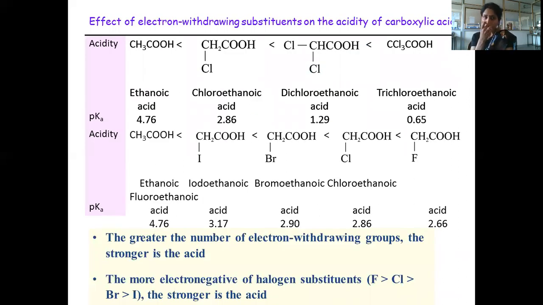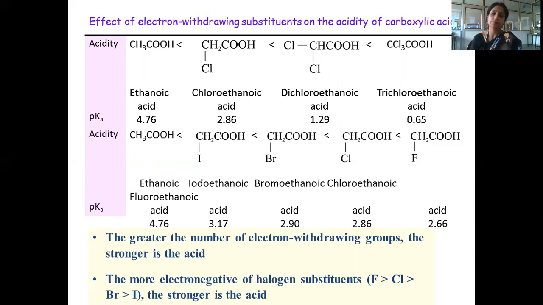Now, if you see the effect of the electron withdrawing substituent on the acidity of carboxylic acid, there are a lot of examples given. If we replace the hydrogens of the methyl group, one at a time, with the chloro group, and we compare the pKa, the measure of acidity, you see the lesser the pKa, the stronger the acid. So you see trichloroethanoic acid is highly acidic.